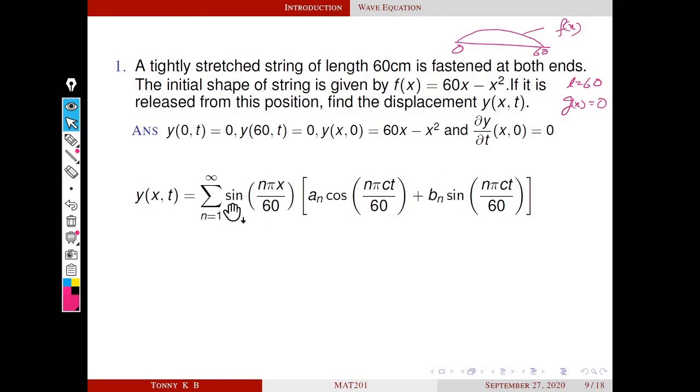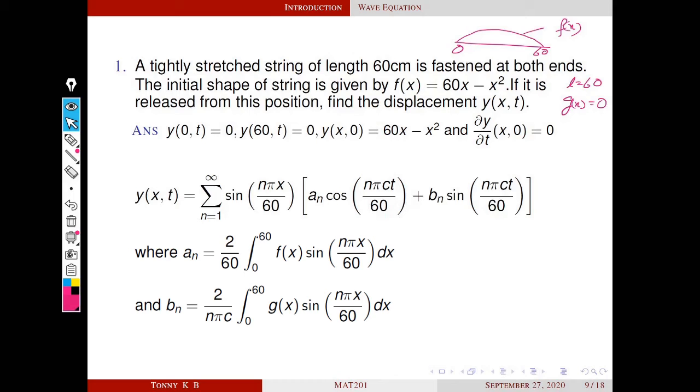And we know that this is the general solution of the wave problem. We are simply replacing L by 60. Okay. And you can easily find An and Bn using our Fourier coefficients. So what is An? We can evaluate An using this formula, replacing L by 60, and similarly Bn by this formula. So here g of x is 0, initial velocity is 0. So what about this integral? Whatever the value of n, this integral is always 0. This implies all the Bn's are 0.